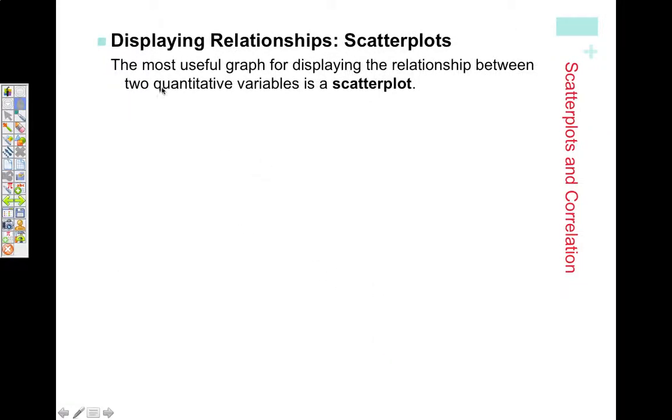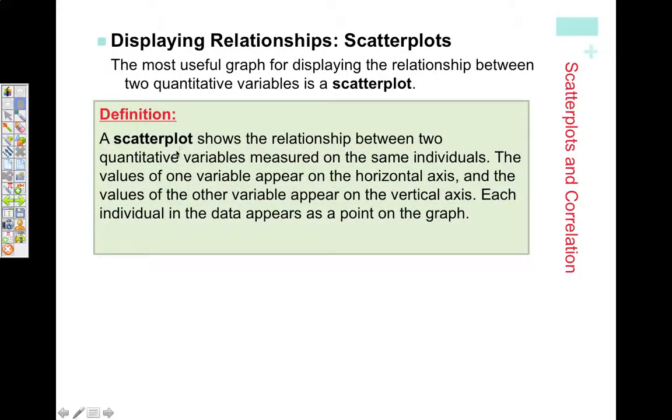So when we're looking at two quantitative variables, we use a scatter plot, and scatter plots are only for quantitative variables. So a scatter plot shows a relationship between two quantitative variables measured on the same individuals. Values of one variable appear on the horizontal axis, almost always the explanatory variable, and the values of the other one, usually the response variable, appear on the vertical. Each individual in the data appears as a point on the graph.